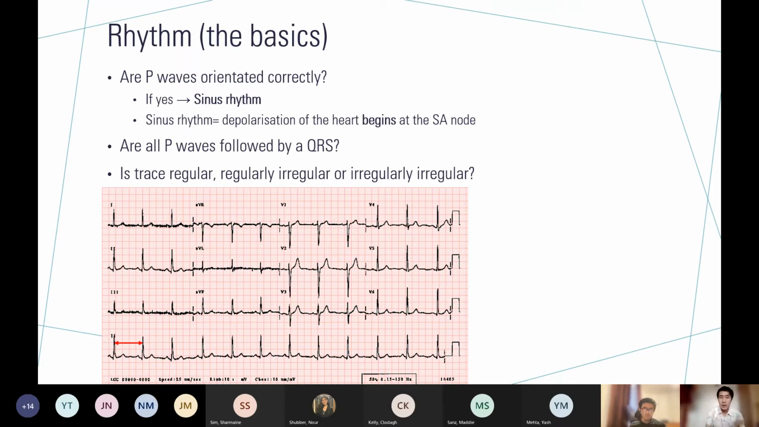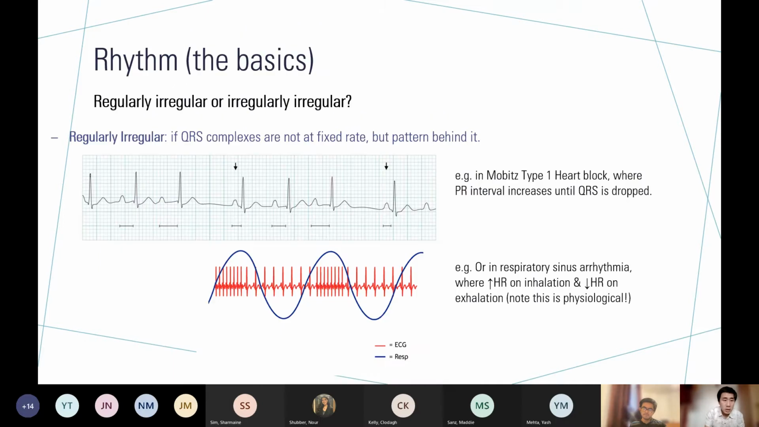Then they broadly talk about whether the ECG is regular, regularly irregular, or irregularly irregular. I've got some examples of the regularly irregular and irregularly irregular because I think it's really confusing. So regularly irregular is if they don't happen at a fixed rate, but there's a pattern behind it, you can see it. So an example is Mobitz type 1, where there's a pattern, you can predict what's happening.